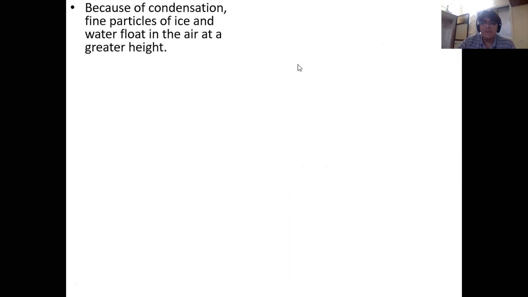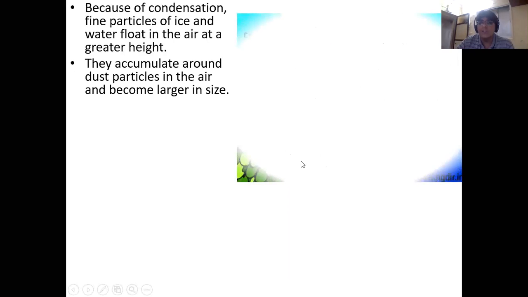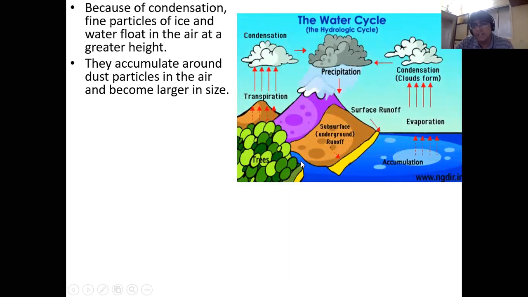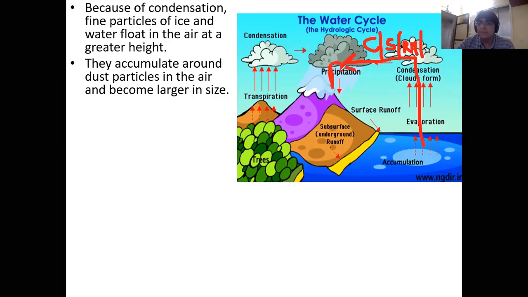Because of condensation, fine particles of ice and water float in the air at a greater height. They accumulate around dust particles in the air and become larger in size. It's the same thing. Here water is accumulating, then evaporation is taking place. Then definitely condensation takes place. Then saturation takes place, relative humidity is increased, temperature has already decreased, right, and then precipitation will occur. Okay, so it is very, very clear with this diagram.